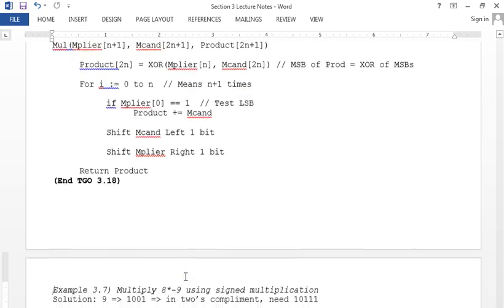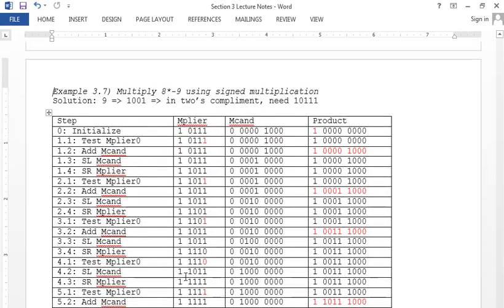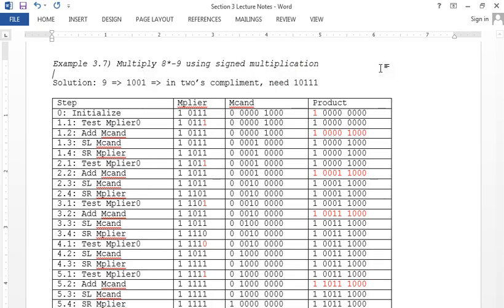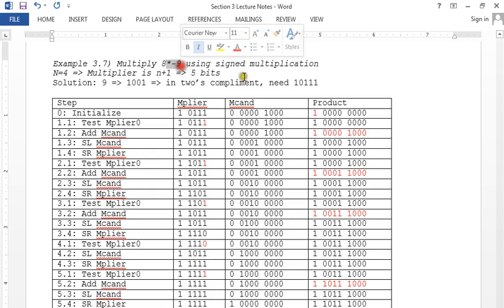So the first one we're going to do is example 3.7. Multiply 8 times negative 9 using signed multiplication. So in this case, if we recall, I'm limiting it to n equals 4. Therefore, my multiplier is n plus 1 bits, right? Therefore, it's 5 bits. Correct? So what's my multiplier and what's my multiplicand in 8 times negative 9? 8 is the multiplicand, that is correct. And the multiplier is negative 9.